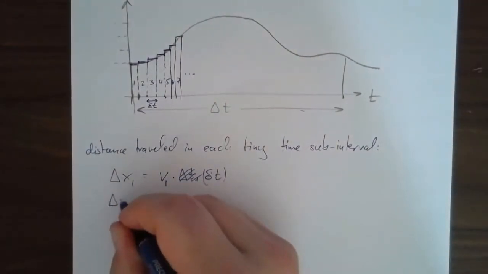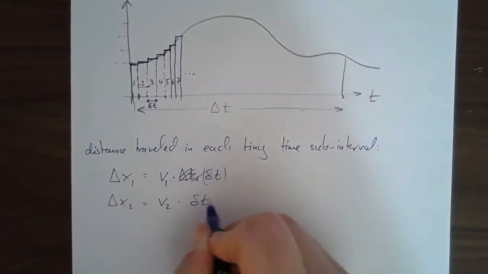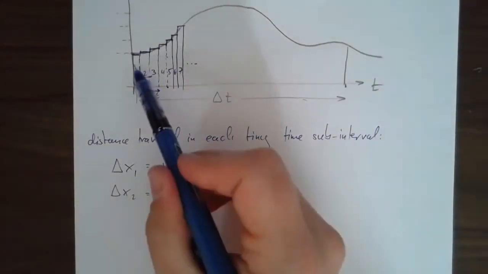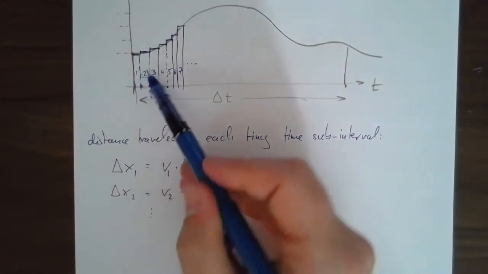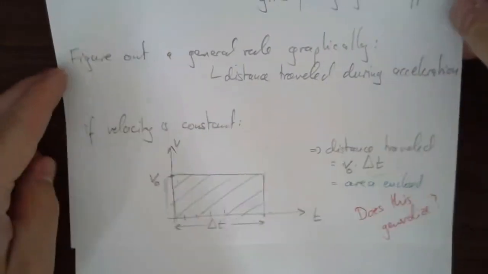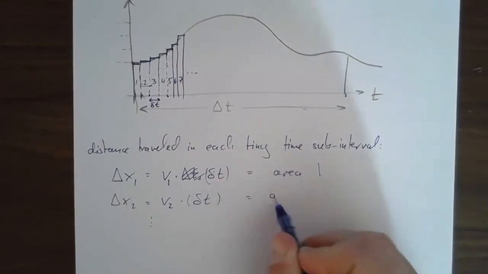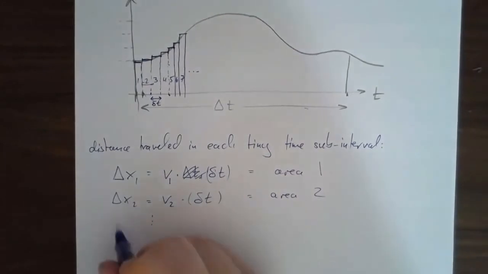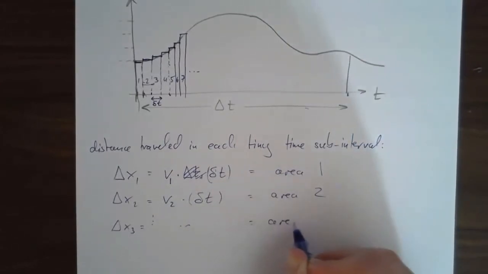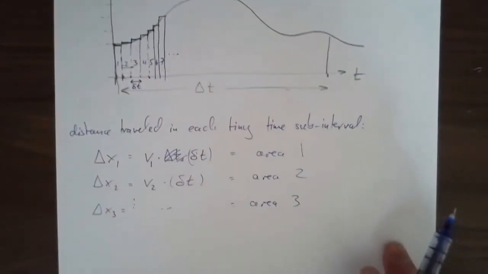So for the second interval, the distance traveled, or displacement, during the second one is going to be the speed you have there times, again, the length of this interval, which is the same. And so on. Because each of those is constant velocity, we know that the result we just had up here applies. So Delta x1 is equal to area 1, Delta x2 is equal to area 2, and so on. Delta x3, whatever that is, is going to be equal to area 3, just because during this little chunk we're going at a constant velocity, according to our approximation.